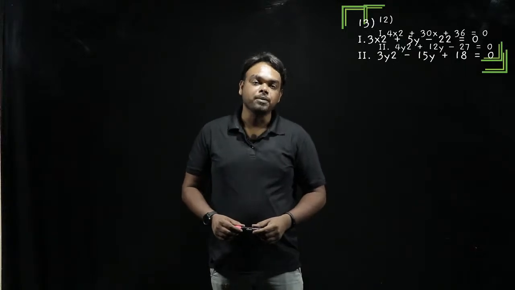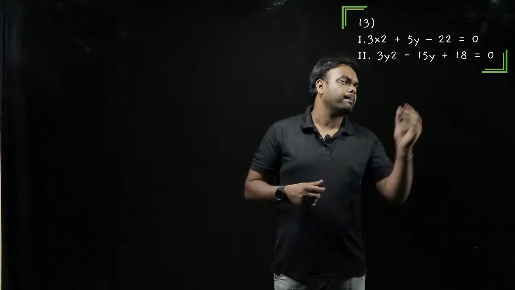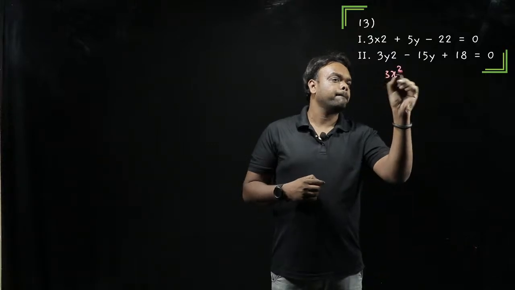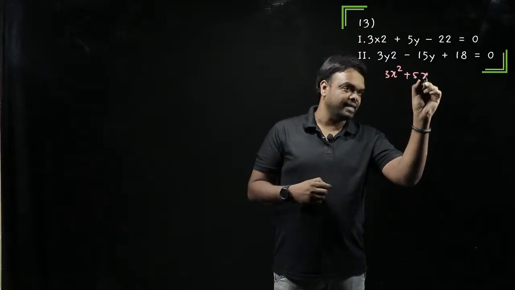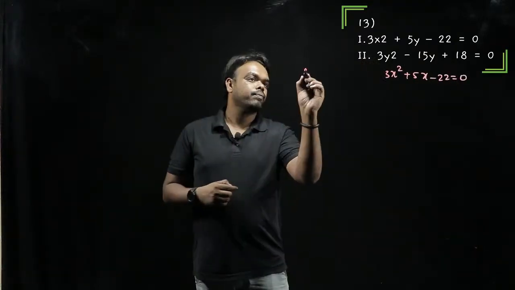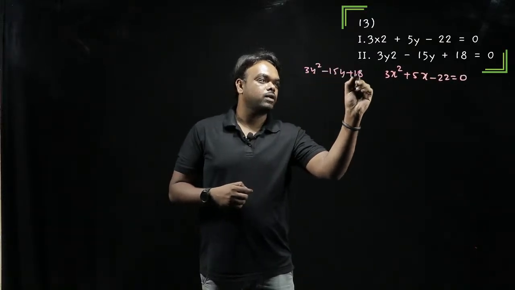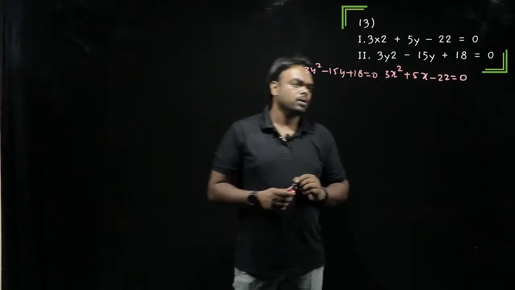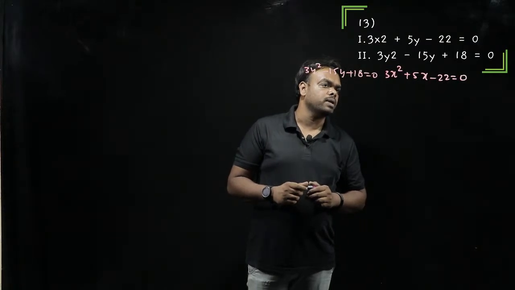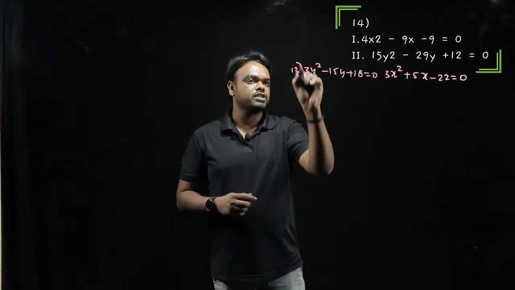So let us continue, people. Question number 13. So what do we have here? We have 3x square plus 5x minus 22 equal to 0. Another one we have 3y square minus 15y plus 18 equal to 0. Again, I think we have already solved this question. Yeah, I'm sorry, people. This was the 13th one which we have already solved. Let us go to the 14th one.